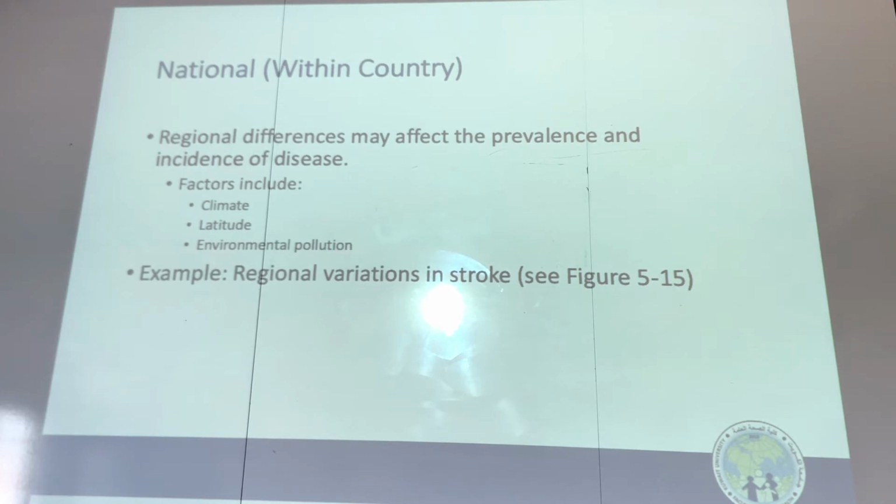National within countries, I'm still equate. Regional differences may affect prevalence and incidence of disease. Climate, latitude, environmental pollution. I would say not healthy climate. We equate it's almost not that different. However, there are differences sometimes between the north and south of Kuwait. Okay, latitude. Flat surface, so latitude is not important. There are well mortifat. So environmental pollution, it's very important. Few people are near the oil refineries. When I talk, few people are away.